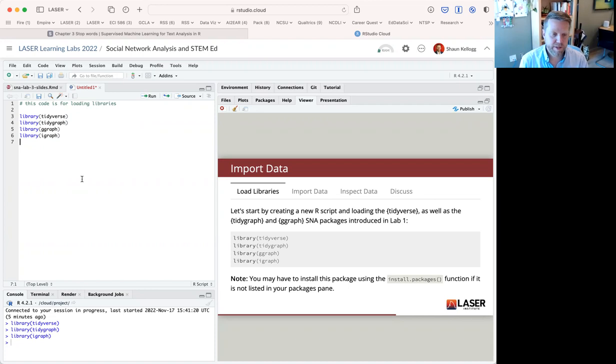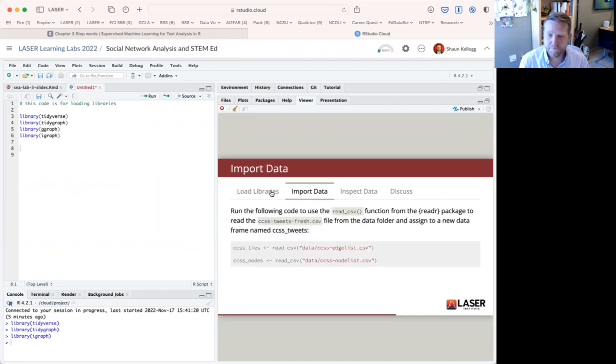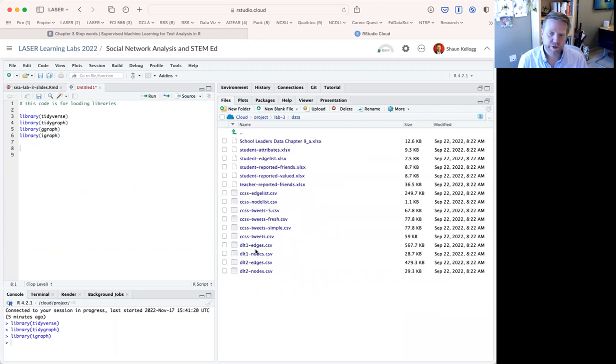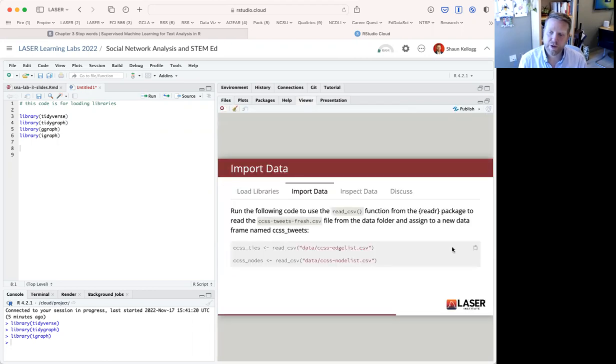All right, so we got those loaded. And if anybody needs me to slow down, just let me know. And now we're going to import our data files. We're in lab 3 right now. In lab 3, there's a data folder, and in this data folder there's some data that we're going to be using, these Common Core state standard tweets. So we're going to go ahead and import those into our environment.